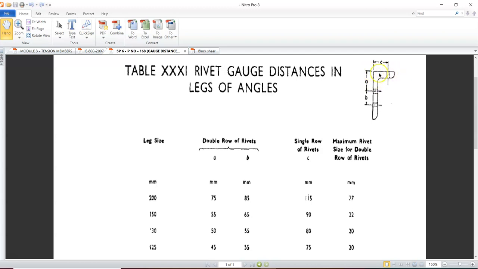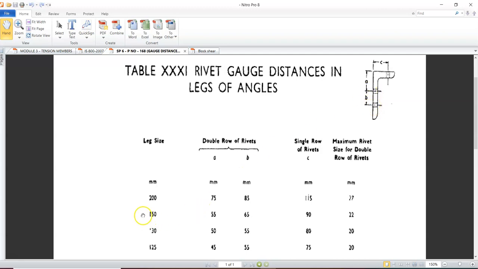Now if you are providing a single row, we have to refer to the distance C from the heel of the angle to the center of the bolt. Since we are providing 2 rows of bolts, we have to refer to the distances A and B. The first distance A gives the distance between the heel of the angle and the center of the first bolt, and distance B gives the distance between the center of the first bolt and the center of the second bolt.